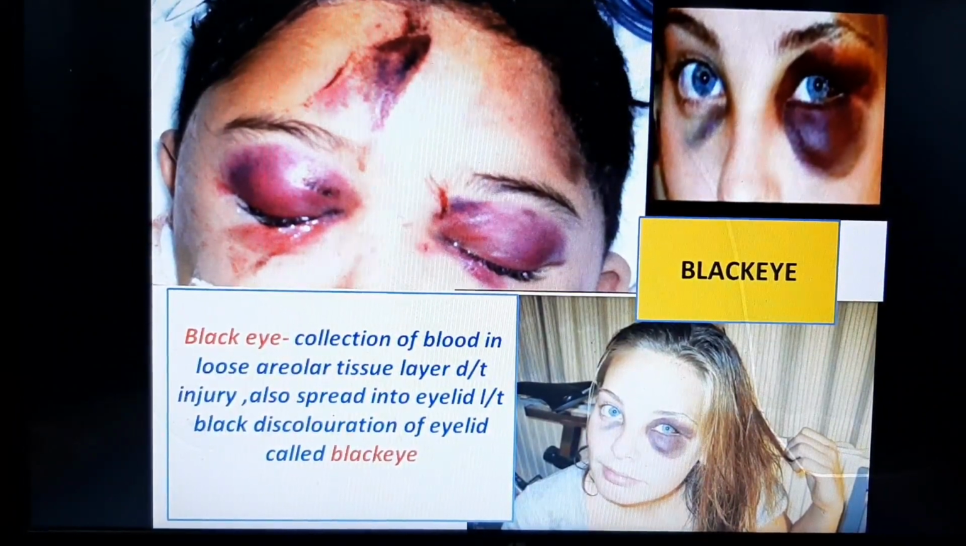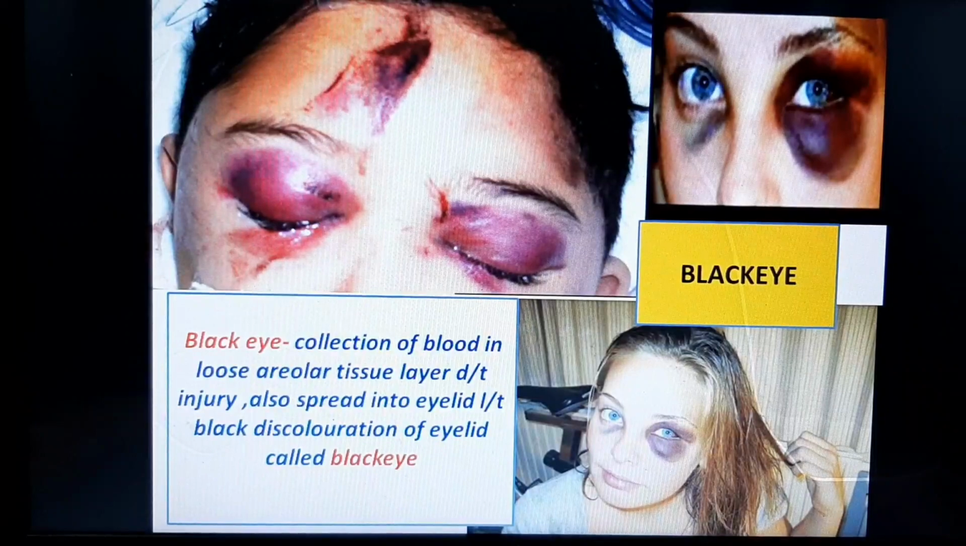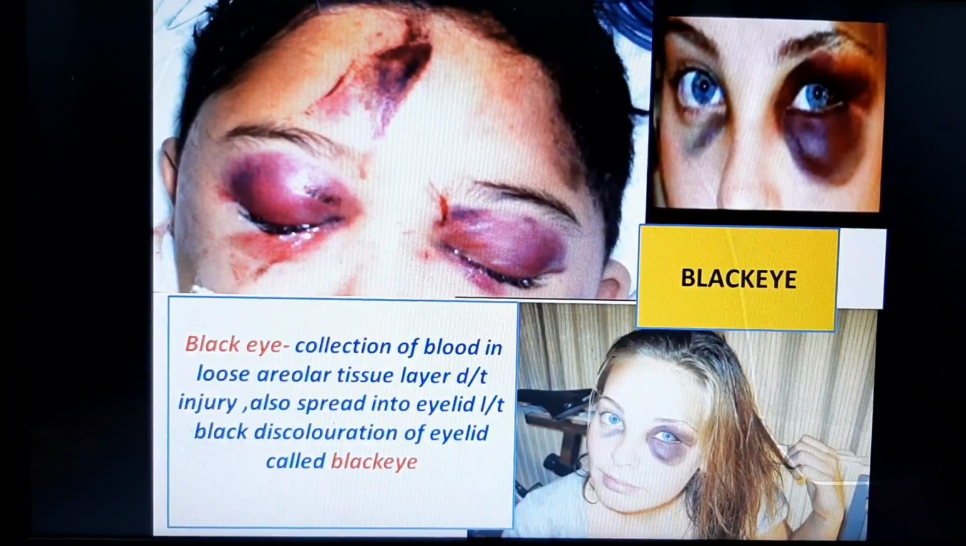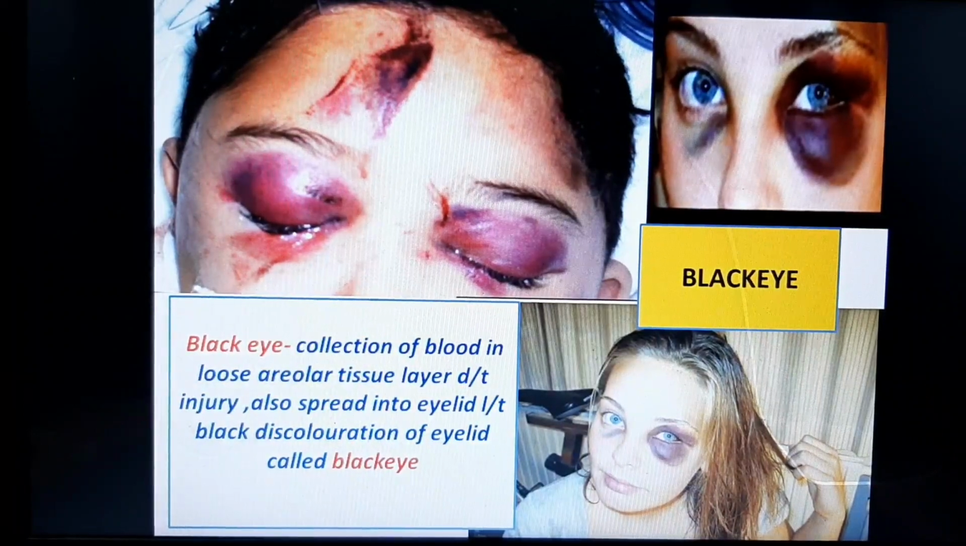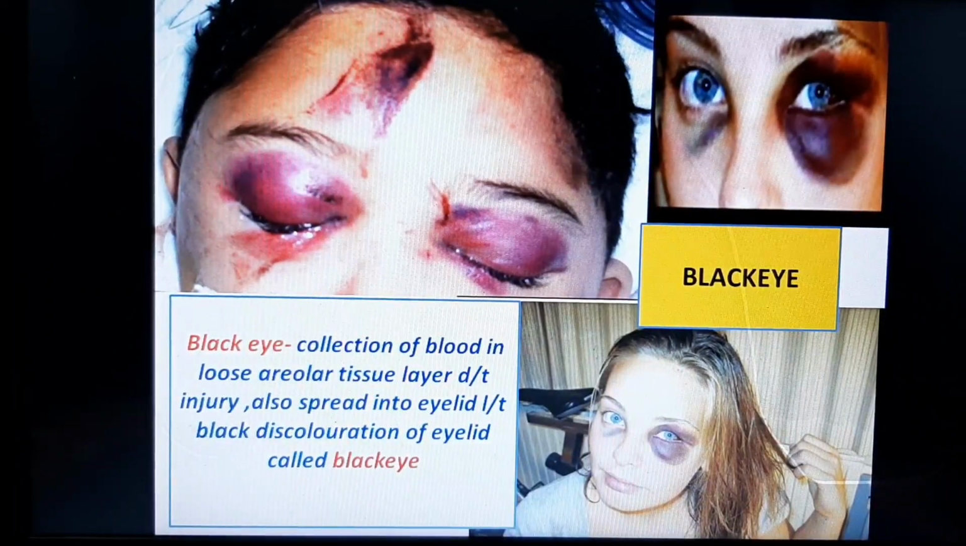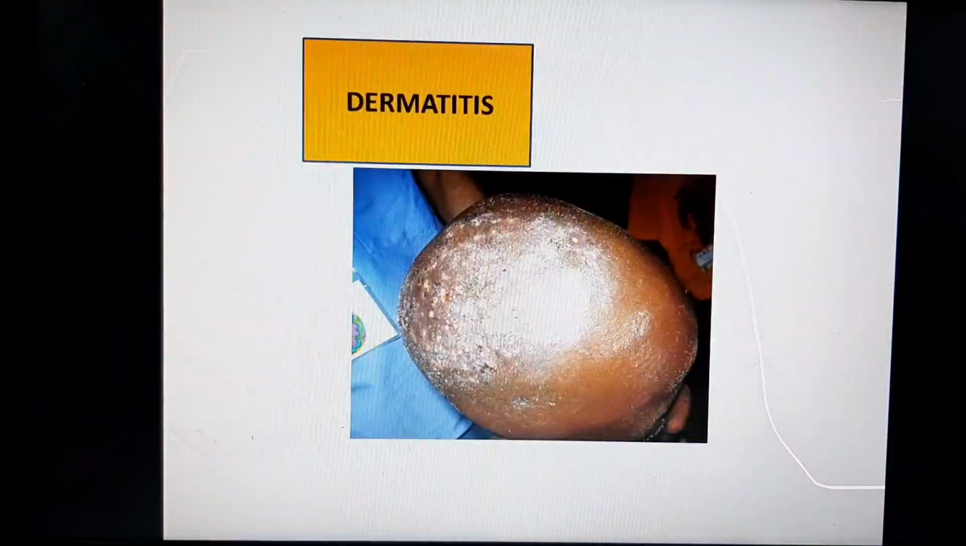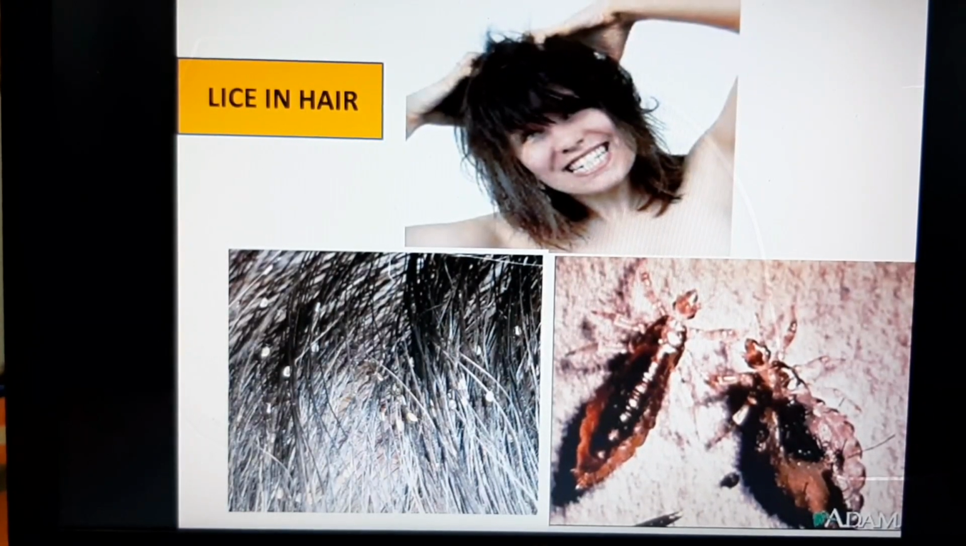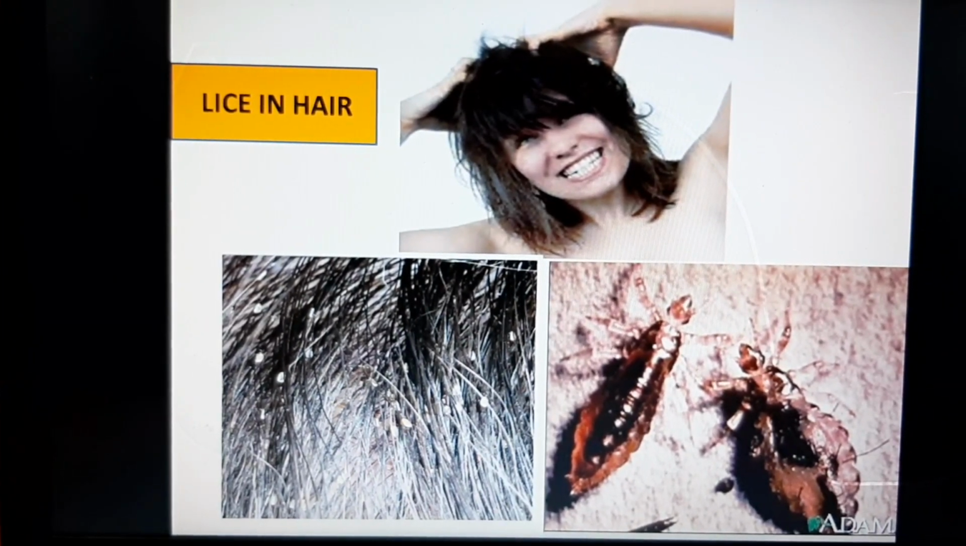So when there is injury, there is collection of blood in this loose areolar tissue layer. This blood spreads anteriorly into the eyelid and around the eye, leading to the discoloration of the skin. This condition is known as black eye. This is dermatitis of scalp. This is lice infestation of the hair and scalp.